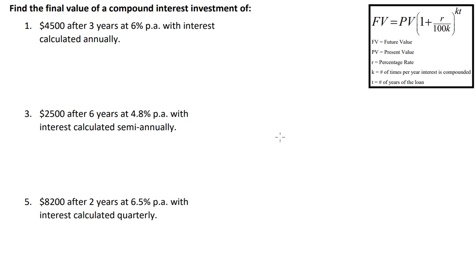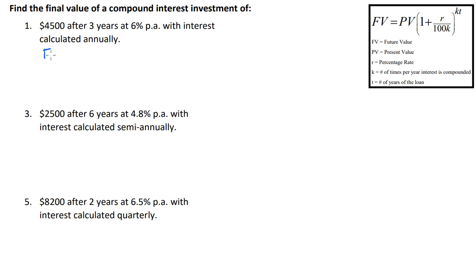I'm going to take you through some of the problems on the 24-5 Part 2 worksheet. First one here, find the final value of a compound interest investment of 4,500 after 3 years at 6% interest calculated annually. So I'm going to use our lovely formula over here.